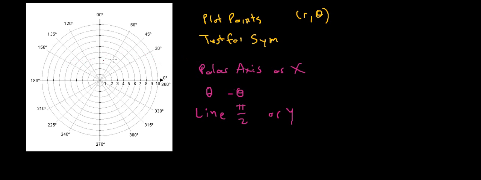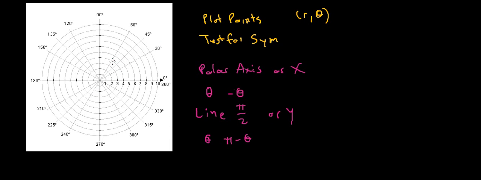So if I want to test with respect to this, what I'm going to do is have theta replaced with pi minus theta. So I've got some theta, and pi minus theta is over on this side. So that tests for one side to the other of this line. So that's that. And one more, with respect to the origin.